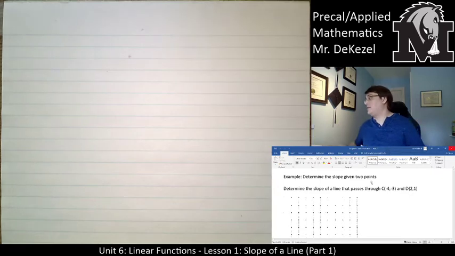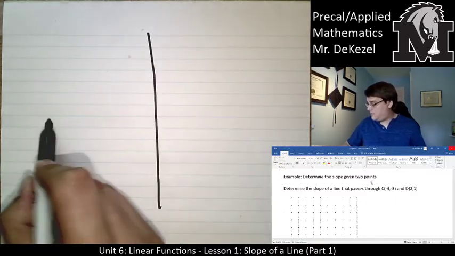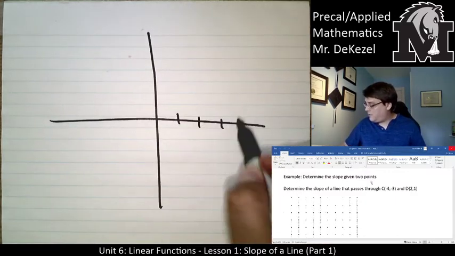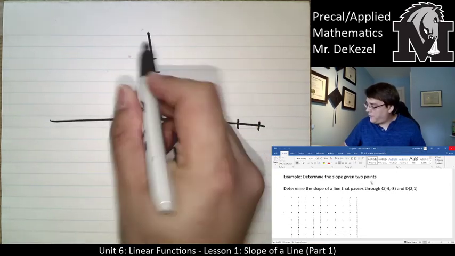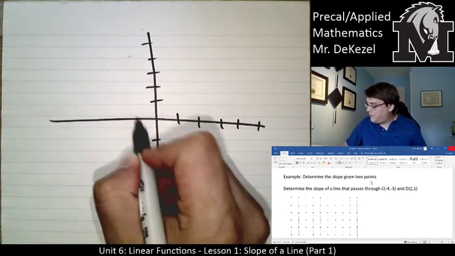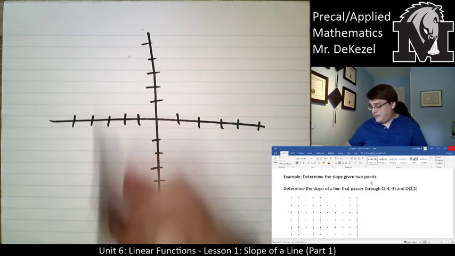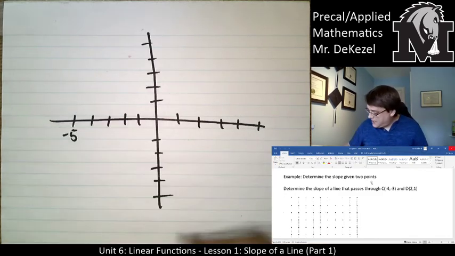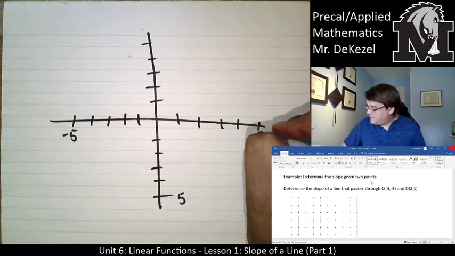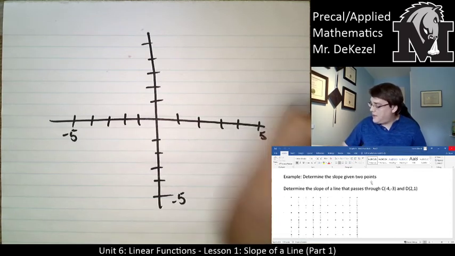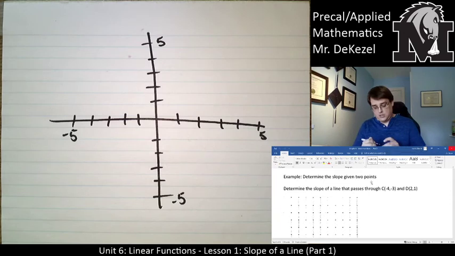So let's do that. We are going to draw ourselves a grid. Let's do it in black. Okay. 1, 2, 3, 4, 5. And remember that this way is negative and down is negative. So this would be -5. This would be 5. Negative 5 down here. This would be 5. And this would be 5.